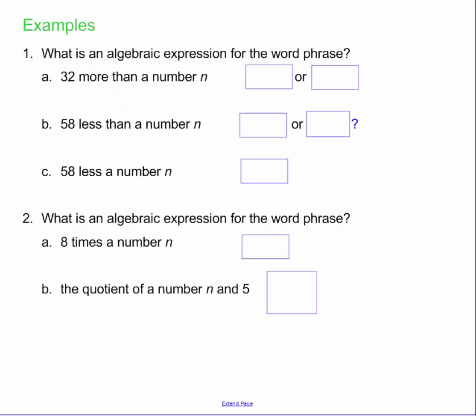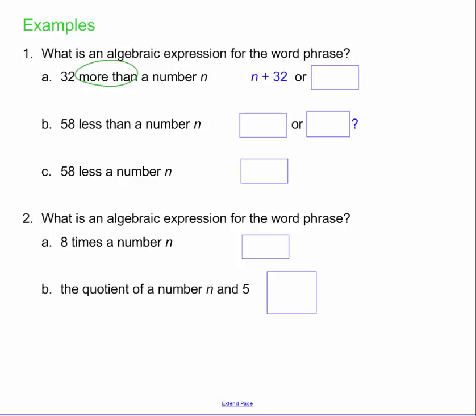Let's practice some examples. How can we turn words into math symbols? So here's a question. What's an algebraic expression for the given word phrase? In 1a, we need to represent 32 more than a number n. Well, if you're going to get more than something, you're going to have to add on to it. So if I need 32 more, I'm going to have to add 32. So to get 32 more than a number n, I need to take n and add 32.